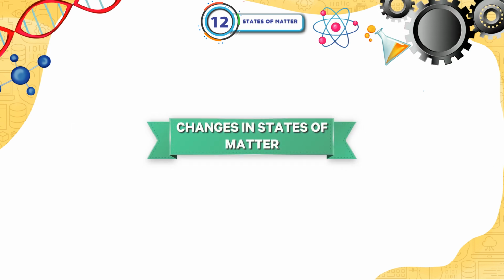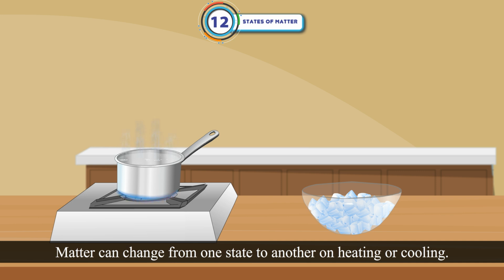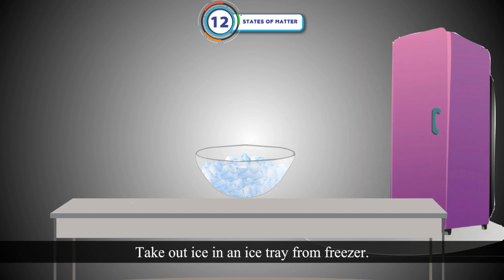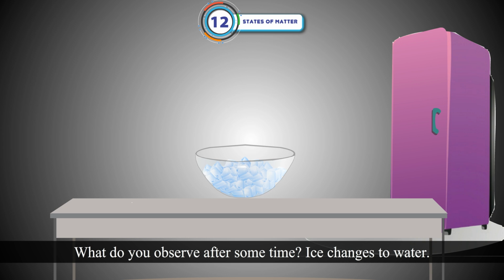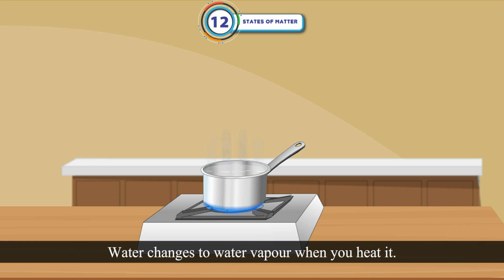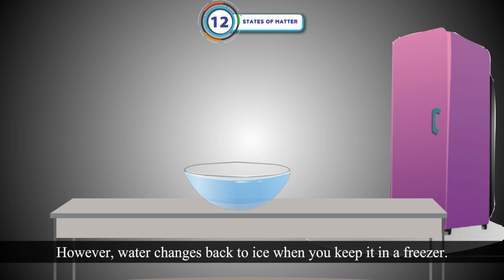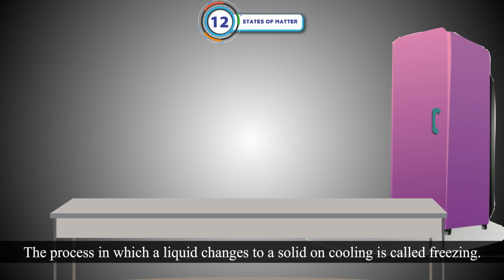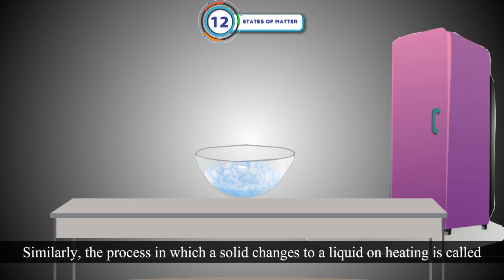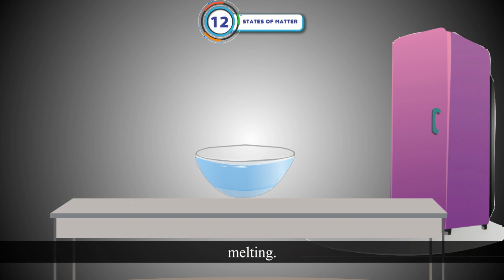Changes in states of matter. Matter can change from one state to another on heating or cooling. Take out ice in an ice tray from the freezer. Leave it outside for about half an hour at room temperature. What do you observe after some time? Ice changes to water. Water changes to water vapor when you heat it. However, water changes back to ice when you keep it in a freezer. The process in which a liquid changes to a solid on cooling is called freezing. Similarly, the process in which a solid changes to a liquid on heating is called melting.